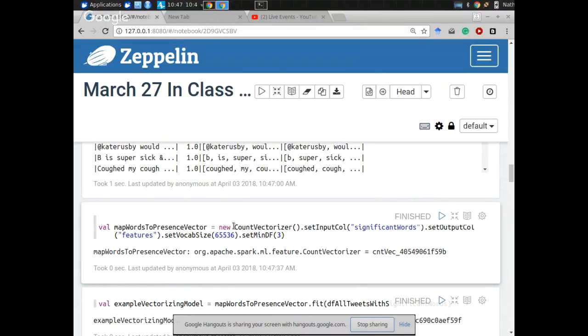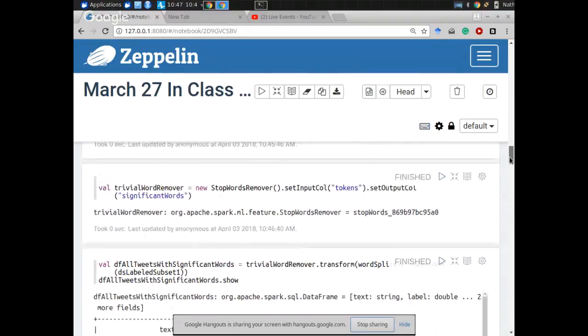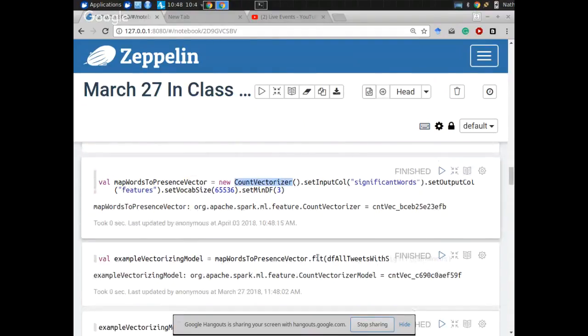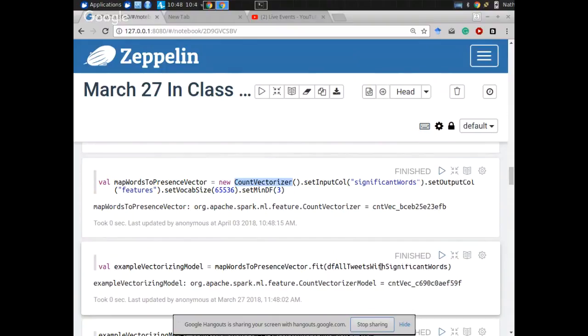Okay, map words to present vector. Now, this was different from the above. Who can remember why this one was different from the ones above? The tokenizer and the trivial word remover shared a characteristic that this does not. What's different about this count vectorizer? What's different is that it's an estimator. It can't do its job unless it is fitted to data. It doesn't know what words you're dealing with.